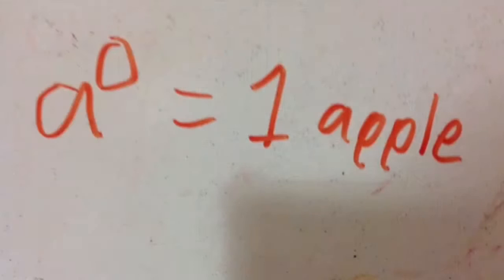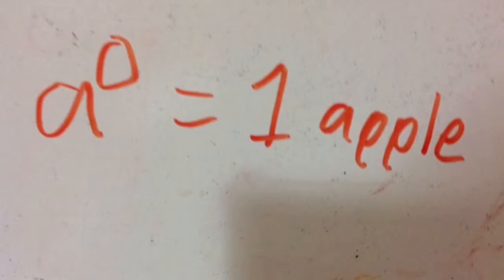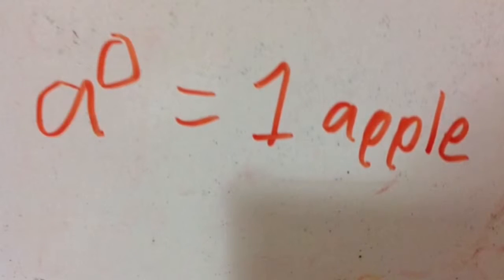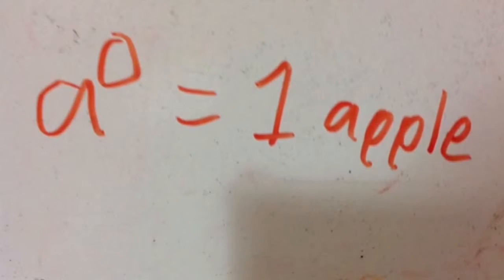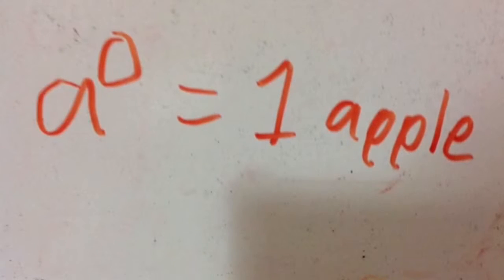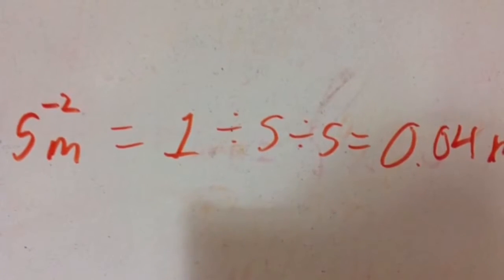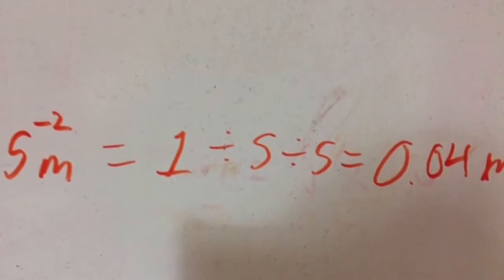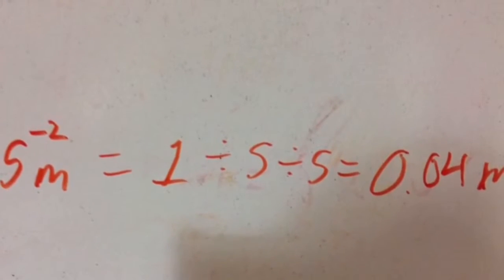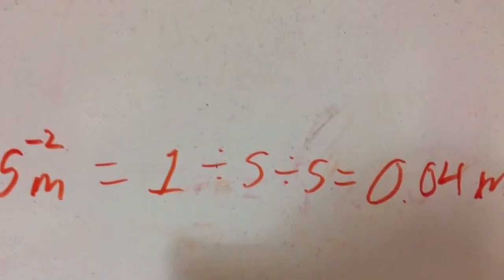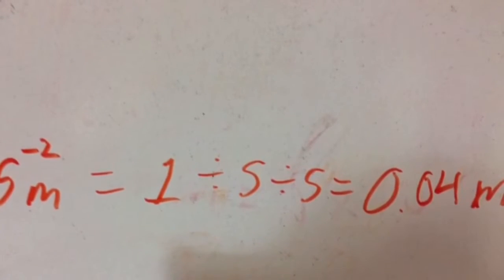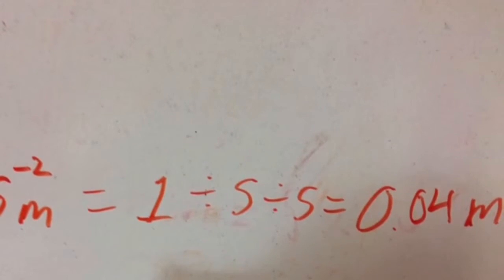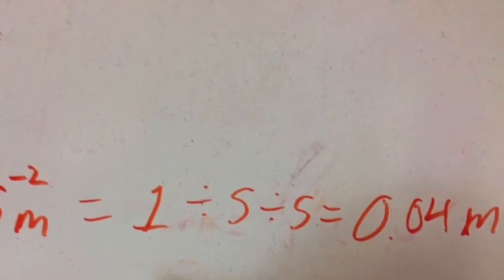Yes. One of these properties is that if a value is to the power of 0, it means that it's used 0 times in a multiplication, meaning it will be 1. So apples to the power of 0 would be 1 apple. Negative exponents mean the number of times a value is used in a division. So 5 meters to the power of negative 2 would equal 1 meter divided by 5 squared, which in turn equals 0.04 meters.